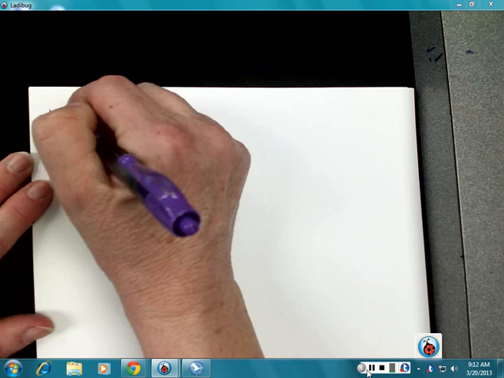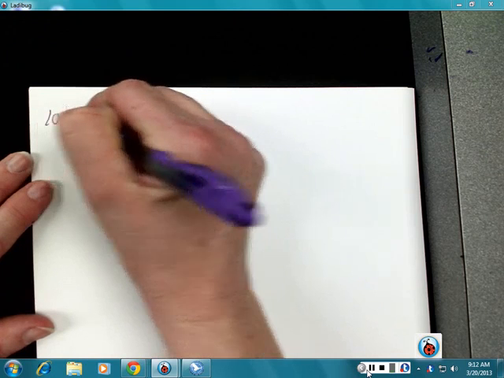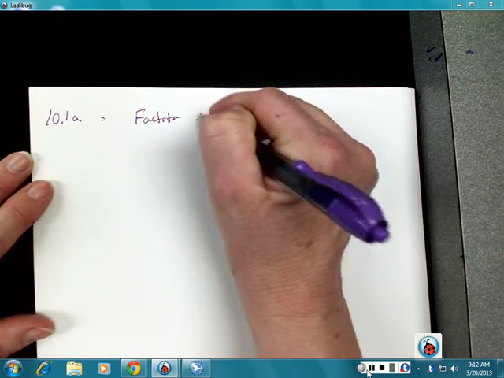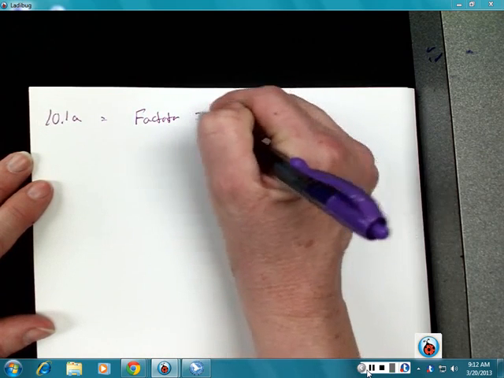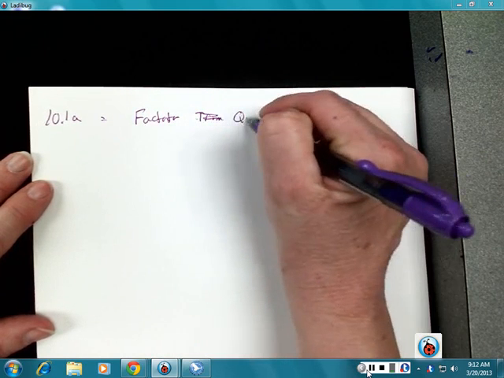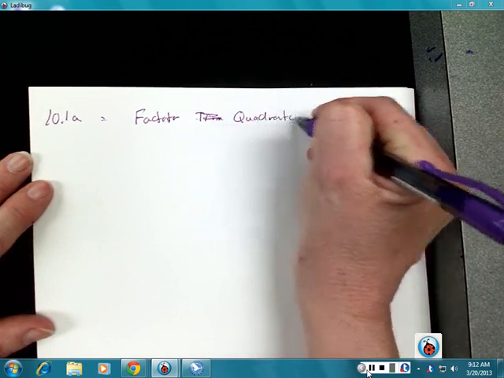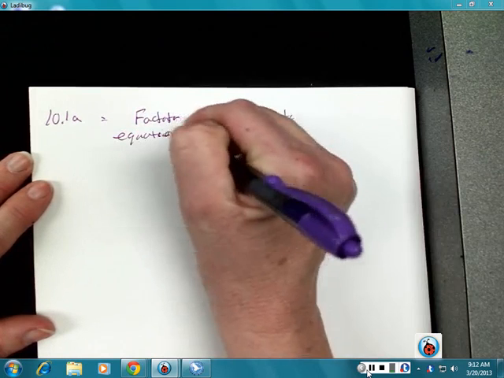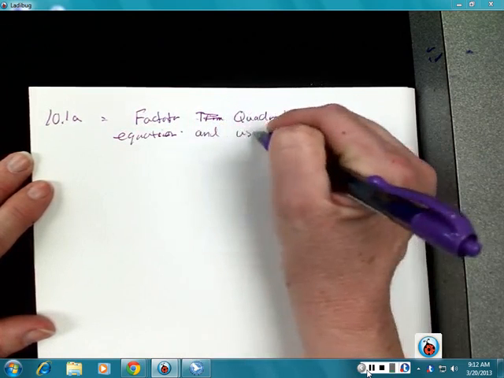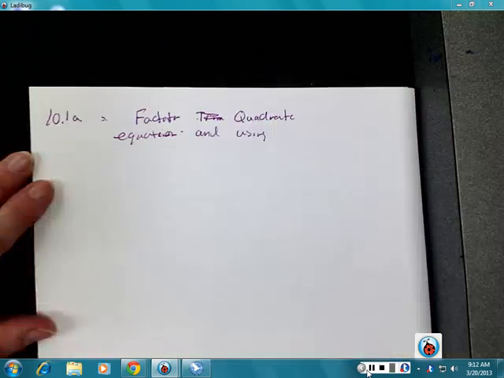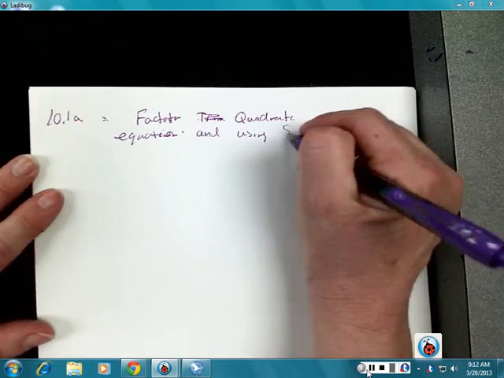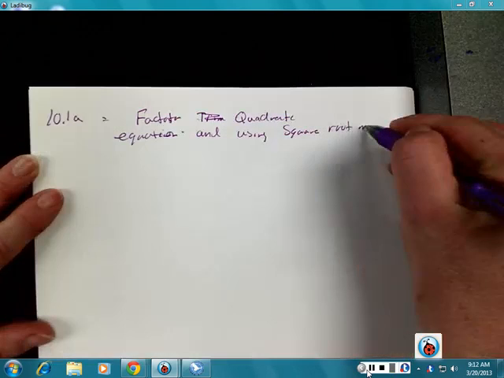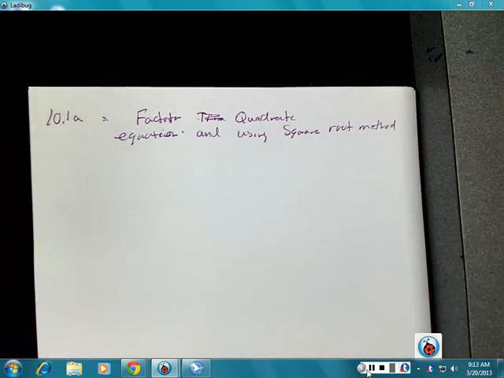And so in 10.1a, it's looking at factoring trinomials, or quadratic equations, I guess I should say, and using the square root method. So we're going to do both of those things.